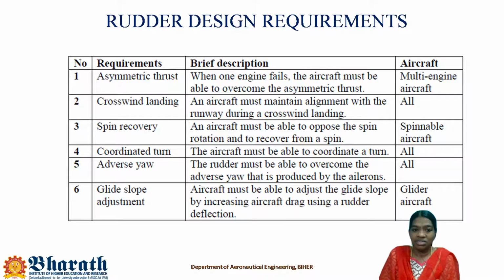And the last one is the glide slope adjustment. This is experienced only in glider aircraft. For a glider, the aircraft must be able to adjust the glide slope by increasing the aircraft drag. It should increase the aircraft drag using the rudder deflection. So these are all the 6 functions of a rudder. The rudder plays different roles for different phases of the flight in various aircraft.